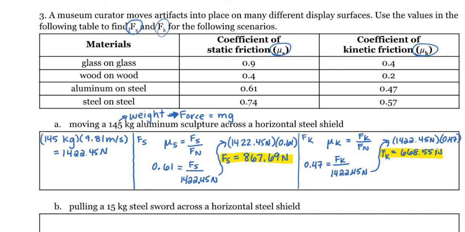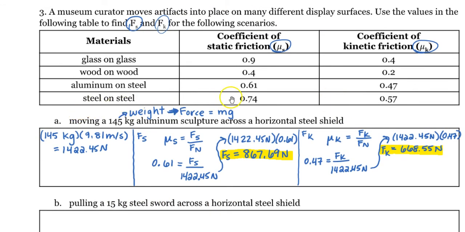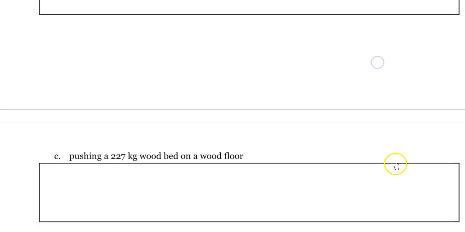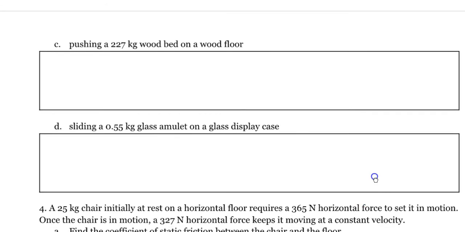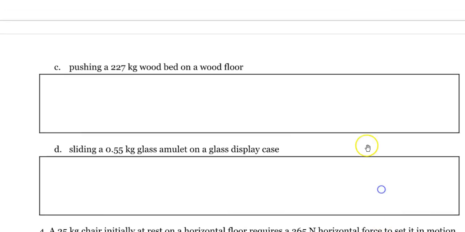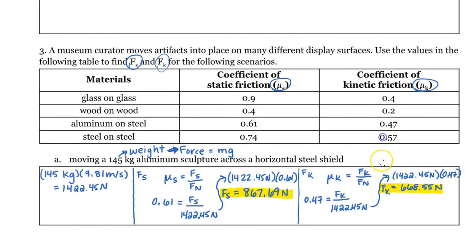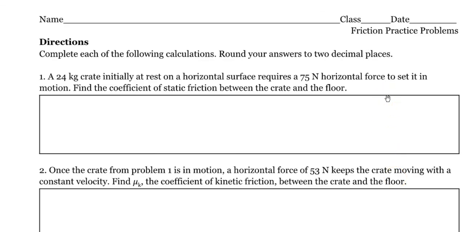So I hope that helps a little bit. Now the following problems are different scenarios. So a steel sword on a steel shield, and we have the coefficient of static friction and kinetic friction in the table. So that should help with the interaction of the surfaces, as well as a little bit of practice with the equations. And I think that's about it. If I need to go any further, or if we need to do some office hour check-ins, that's perfectly fine with me.